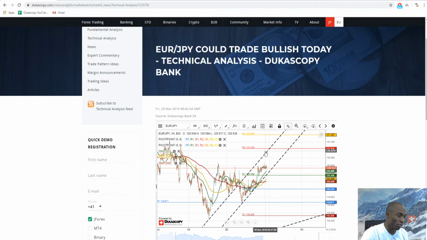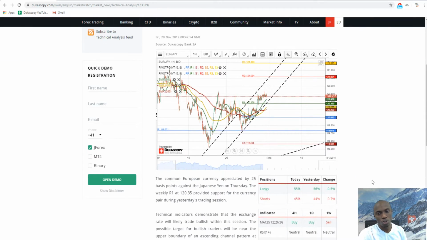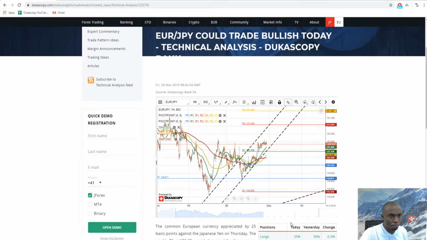The projection for the Euro JPY is going to be 121.01 at least before the end of Friday's trading session, which is today, or the first part of Monday. We might be looking at this price there. So that is it for the technical analysis for major currencies.